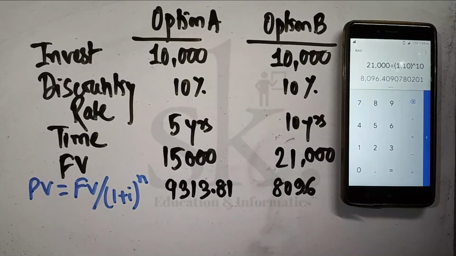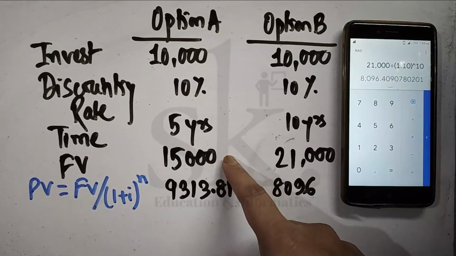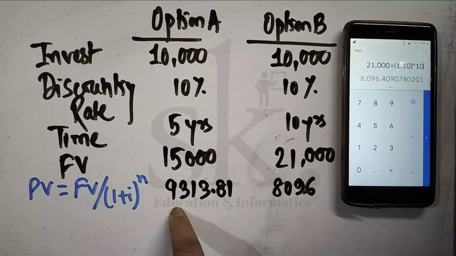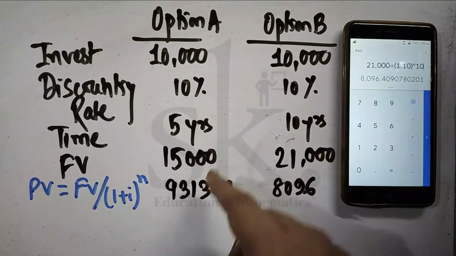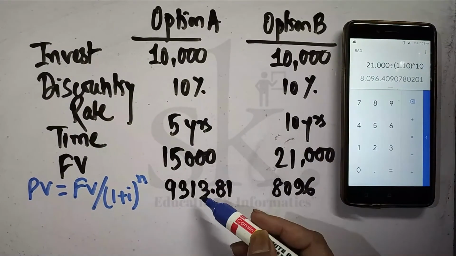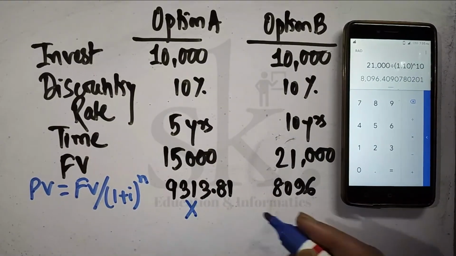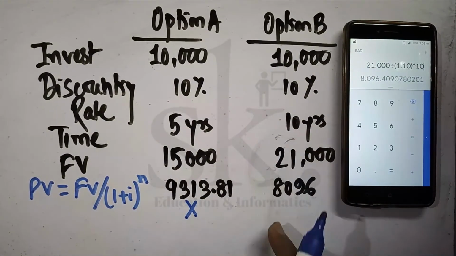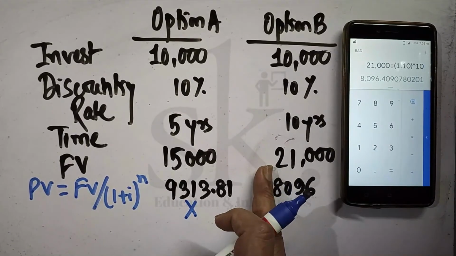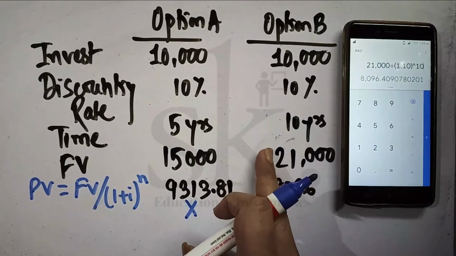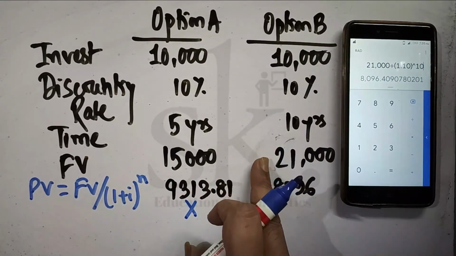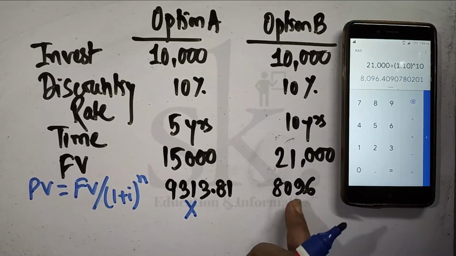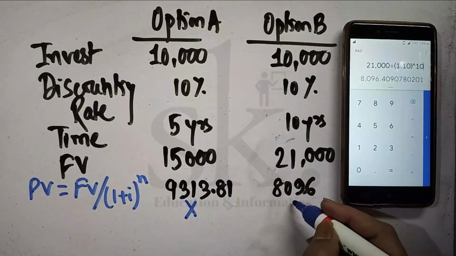Now please understand, I'm getting 15,000, which I'm going to receive after 5 years. The current valuation, the present value, is 9313, which is less than 10,000. I will not invest because the present value is less than the current investment which I'm doing. So I will not prefer to invest. Option B, 21,000 I'm going to receive after 10 years at a 10% discounting rate. As on date, the present value is 8096. And how much are you asking me to invest? 10,000. I will also not invest in this.